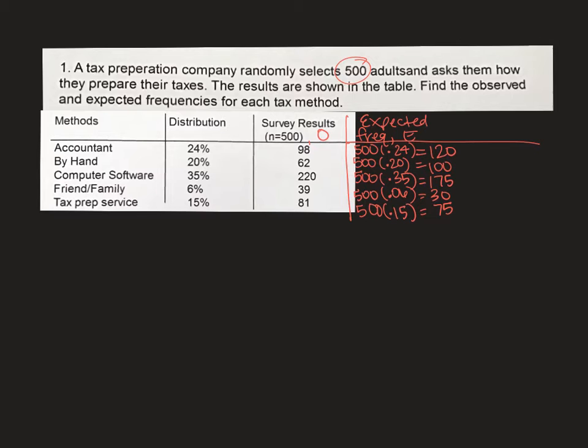So observed is always whatever your survey says. Expected frequency, you have to find yourself. So it's just your sample size, or whatever n is, times your distribution or probabilities. So your percentage of people that they're saying are using all of those things.